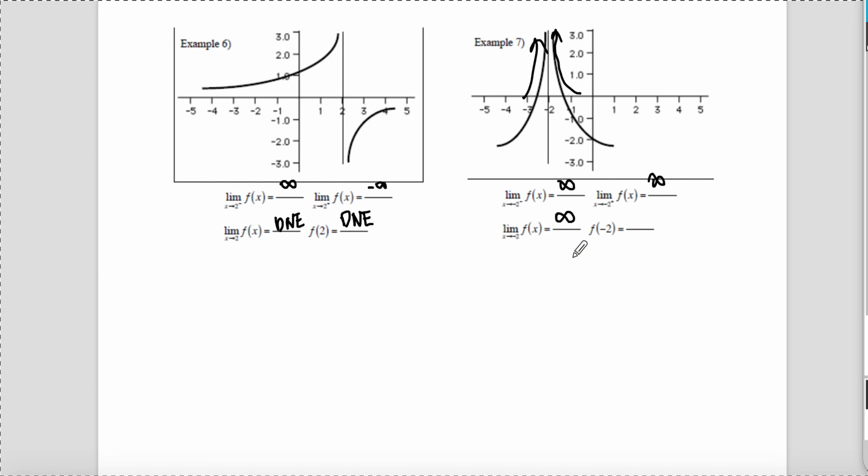Like I said, technically we could also say it does not exist, but if we can be specific, I like that. How about f of negative 2? Well, there is no point there. It's a vertical asymptote, so the point f of negative 2 does not exist.